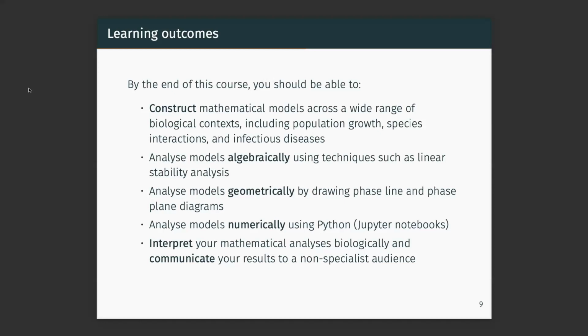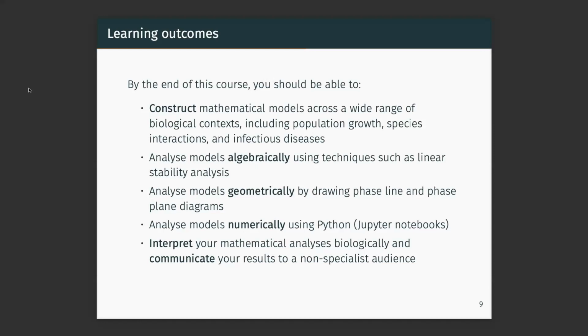Can I have a show of hands who's used Python before? Okay, pretty much everyone. So I'll talk a little bit more about the assessments in a moment. There'll be some Jupyter notebooks, usually for the end of, yeah.